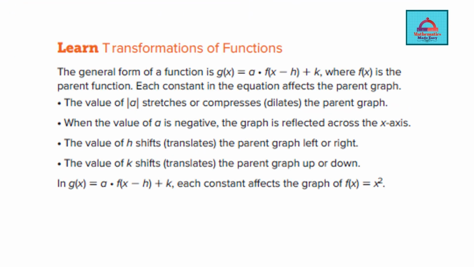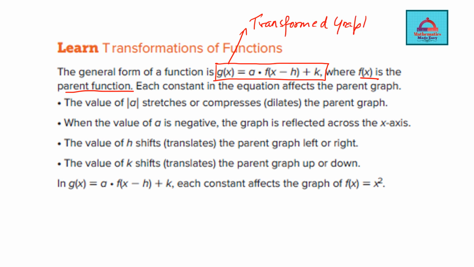As I told you in the last slide, the equation that we are going to use is this one, where f(x) is the original parent graph and g(x) is the new, or transformed, graph. So this is the key concept. I have taken this from your book, and each constant in this equation affects the parent graph. What constants do you have? Let's highlight the constants. One value is a, one is h, one is k. First you have to find a, h and k from the given equation.